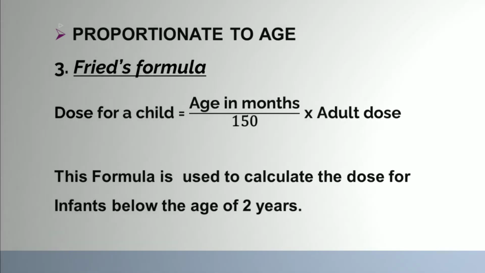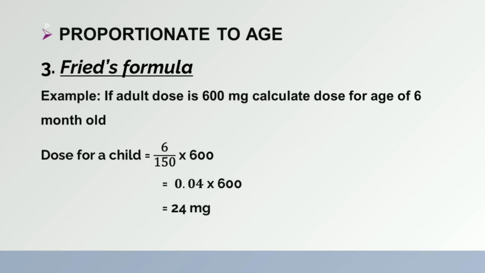Moving to the next formula. The next formula is Fried's formula. According to this formula, dose for a child is equal to age in months upon 150 into adult dose. This formula is used to calculate the dose for infants below the age of 2 years. Then we will look at the example based on Fried's formula.